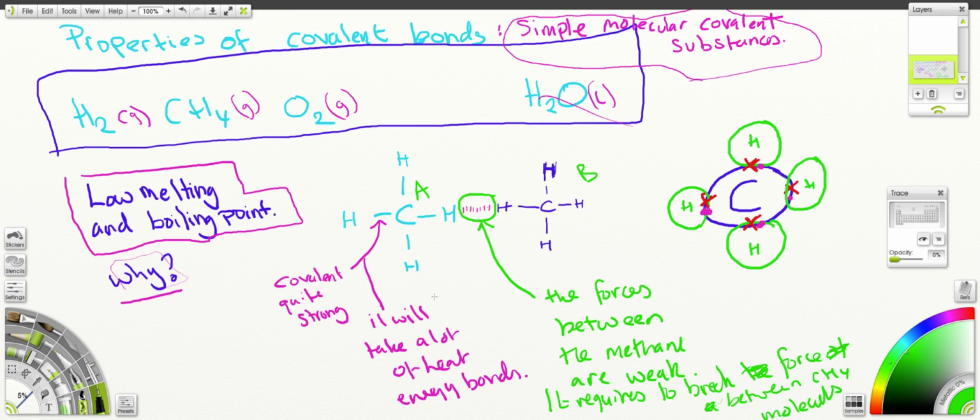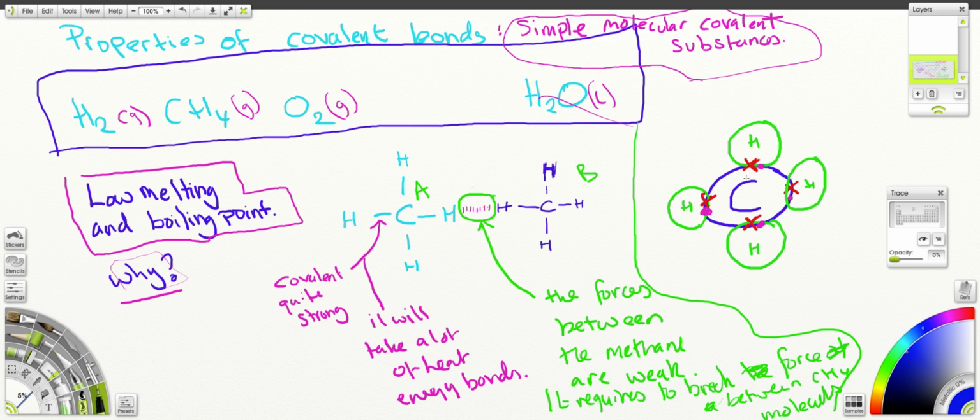Again, just to recap, in methane itself, between the carbon and the hydrogen, that's a covalent bond, and those are quite strong. However, the weakness comes in the forces between the molecules. They require little energy to break, and so overall it has a low melting and boiling point. So next point is over here. We're kind of done with this side of the board, if you like. We're going to look at this side here.